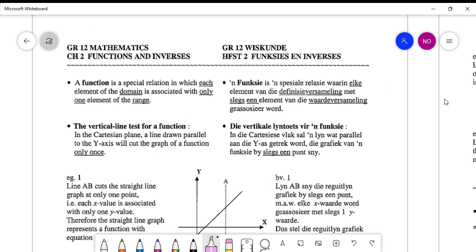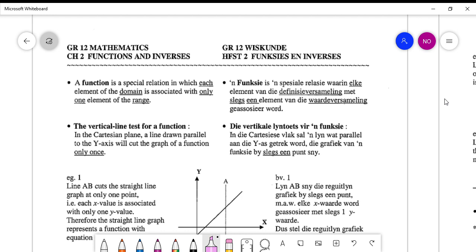Okay, these are important for you to know. A function is a special relation in which each element of the domain, what is the domain? What are we talking about? The x value is associated with only one element in the range. So in normal language, it means for every x value, there is only one y value.